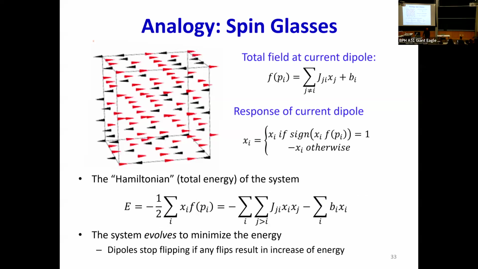Again, we can define a Hamiltonian. This is from physics. You can define something called a Hamiltonian of the system, which is the total energy of the system. And the energy of the system, this is directly from physics, the energy at any particular dipole is going to be the product of the current value of the dipole and the field at that dipole. You sum over all the dipoles. And we know that physical systems are always evolving to minimize their local potential energy, right?